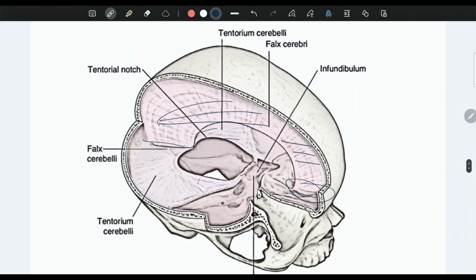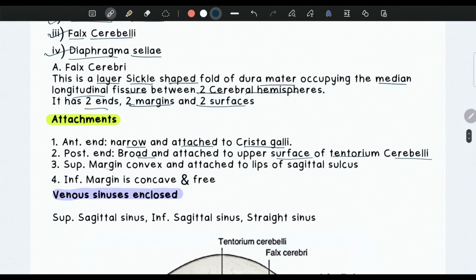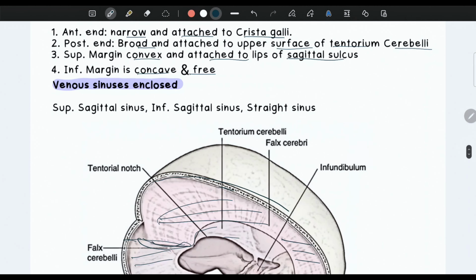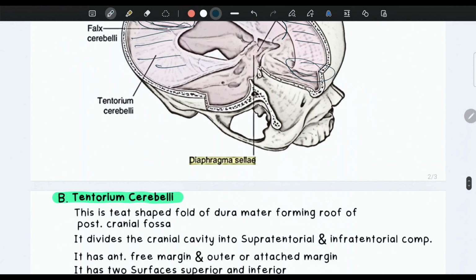The second one is our tentorium cerebelli, which is this part. This part is attached to the posterior end of the falx cerebri. Then the superior margin is convex and attached to the lip of the sagittal sulcus, and the inferior margin is concave and free. So this is the superior margin, which is convex, and the inferior margin, which is concave. Then the venous sinuses enclosed are the superior sagittal sinus, inferior sagittal sinus, and straight sinus.